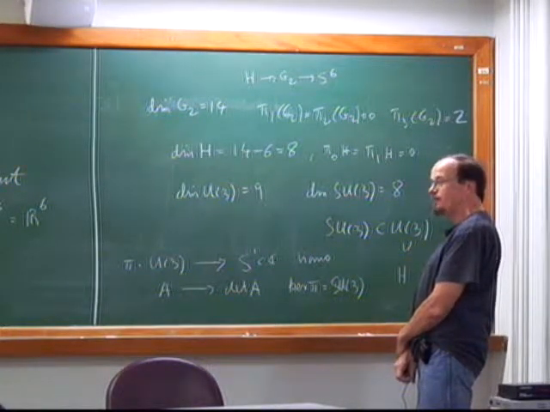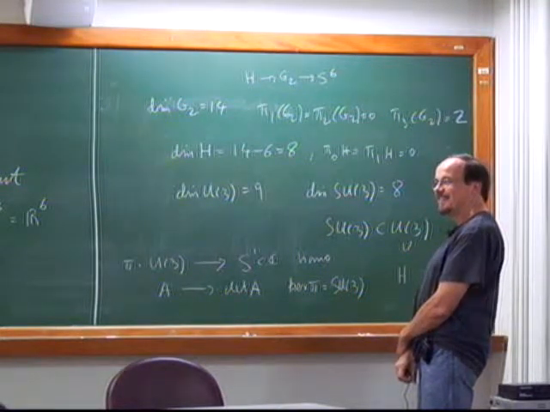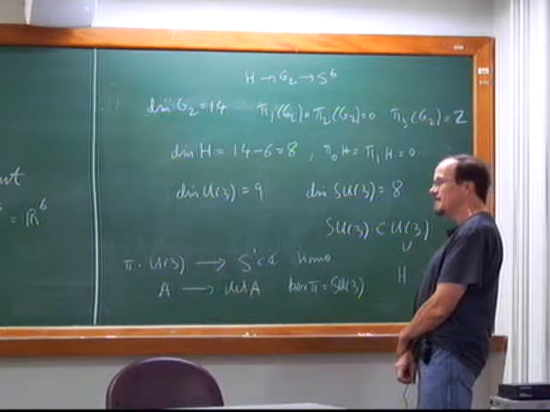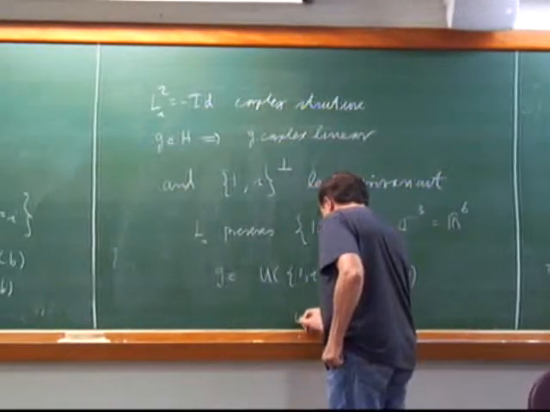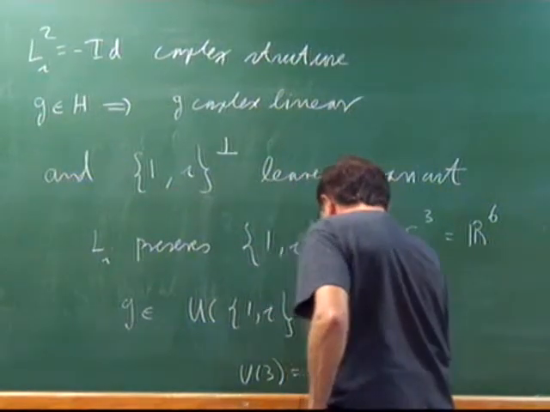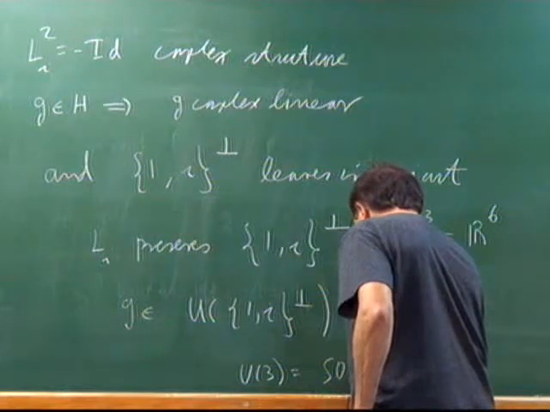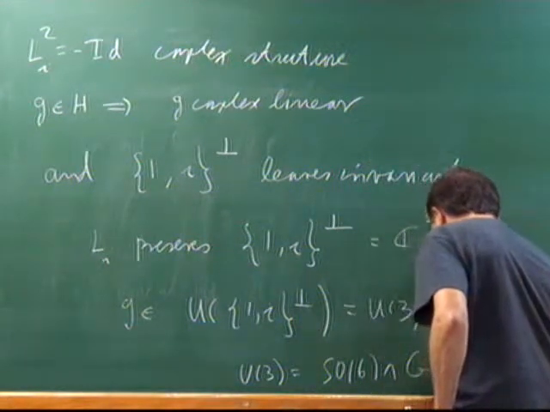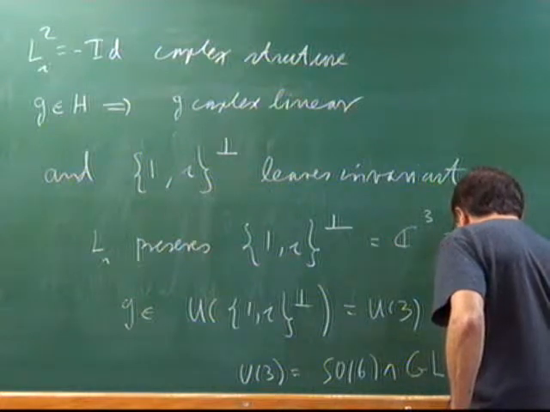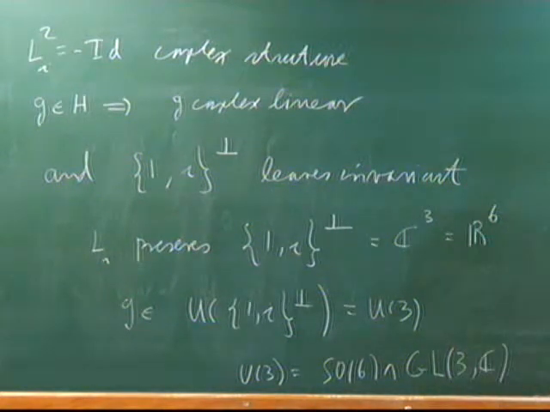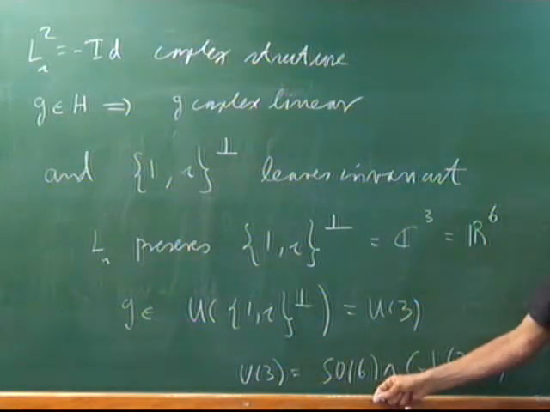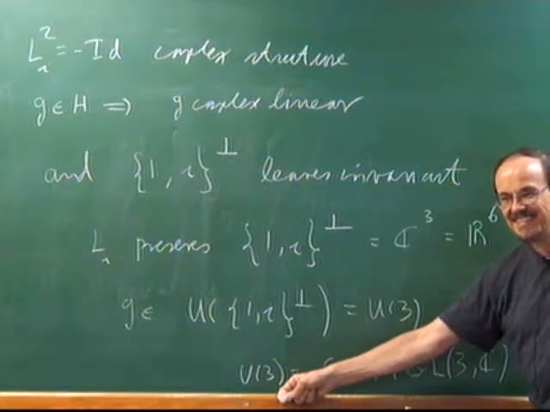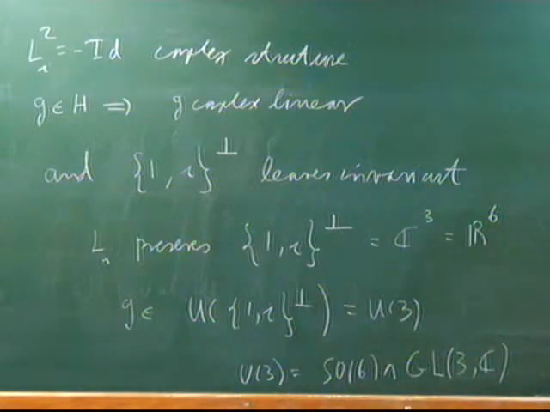Does that mean as a complex matrix, it has determinant 1? Probably not, because I think at some point we showed that U3 is SO6 intersected with the complex linear maps. So that means that this 3 by 3 complex matrix as a real matrix has determinant 1, even if this one doesn't. It's a different matrix. Right, so it's not quite obvious.